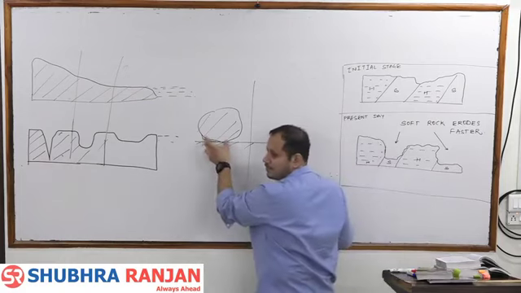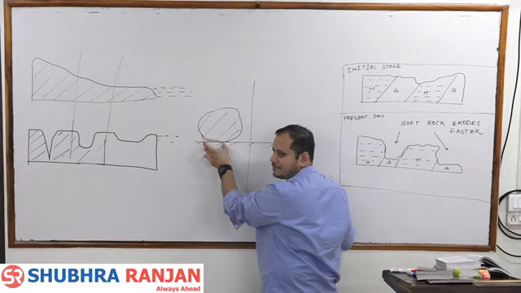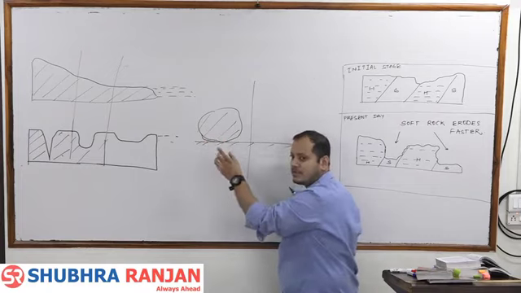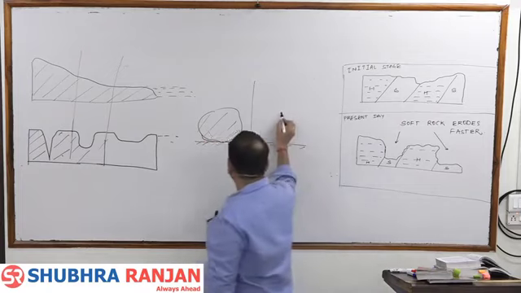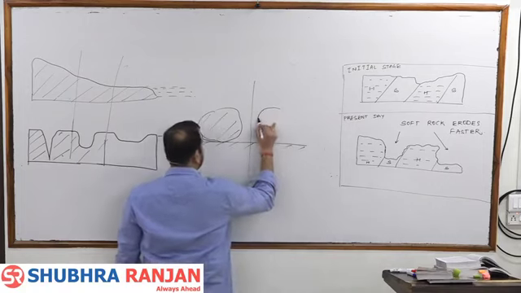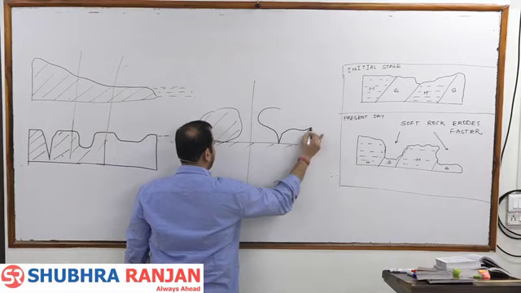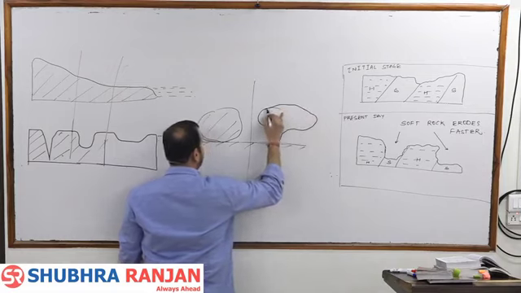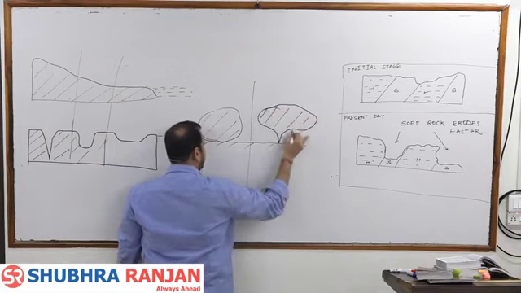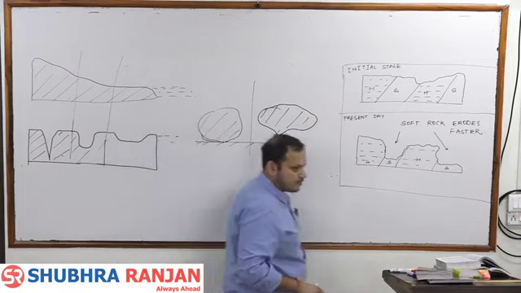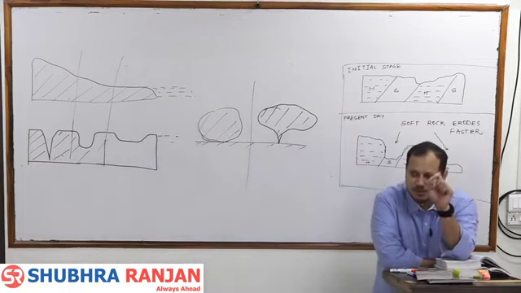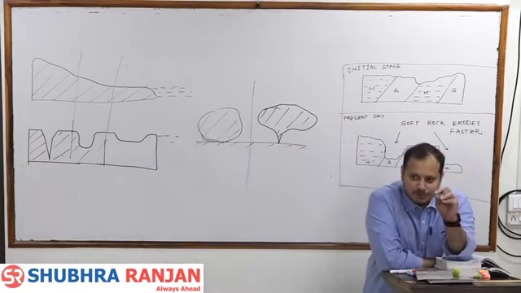So what happens? Only the lower part of the rock is getting eroded. And because the lower part of the rock is getting eroded from all the sides, this rock which was initially rounded, over the period of time will get converted into a pedestal rock. Only the lower part is eroded and it looks like a mushroom, and we will call this a mushroom rock.